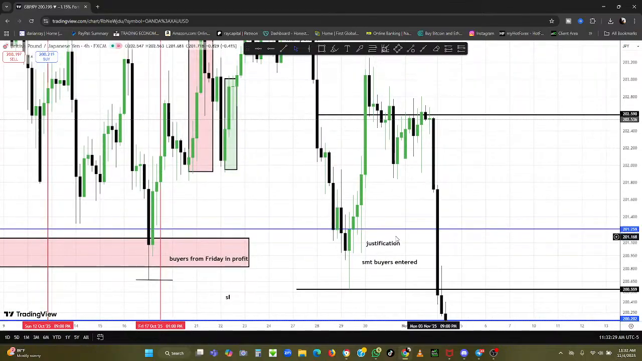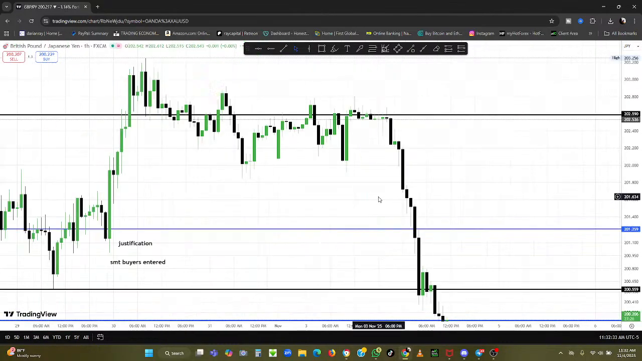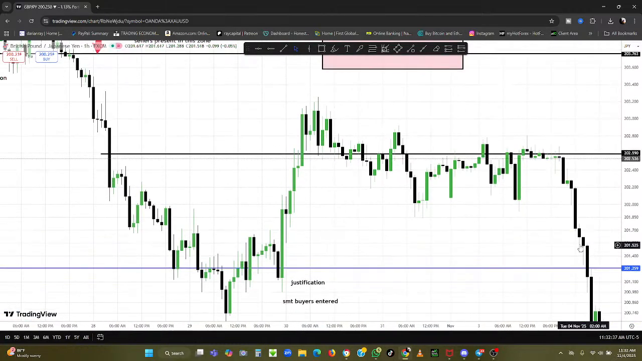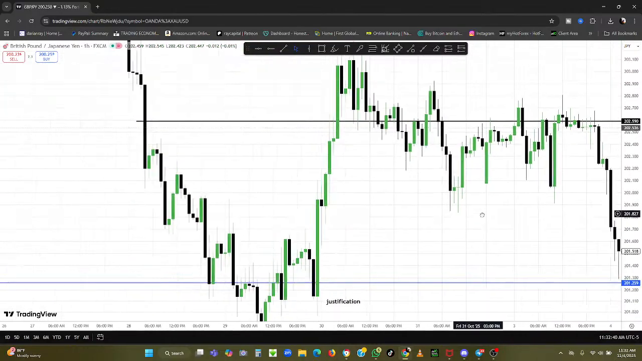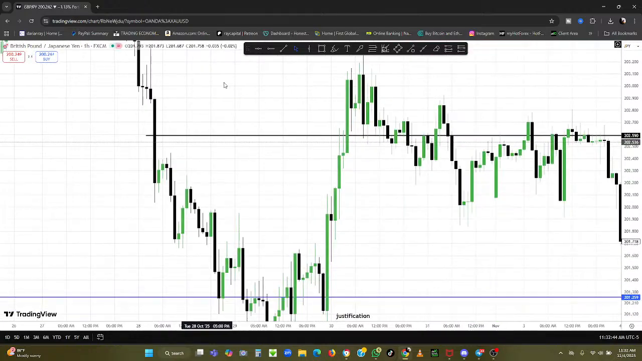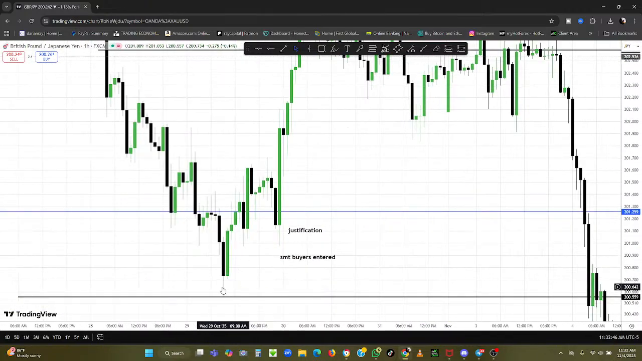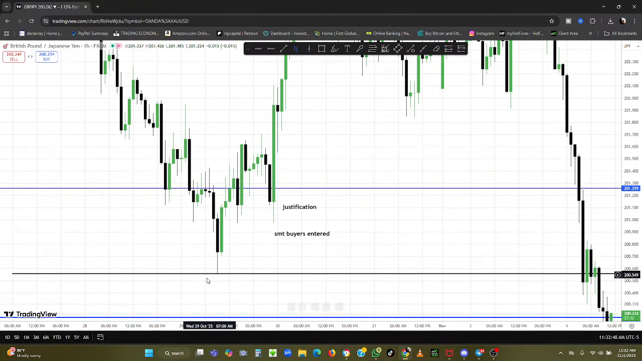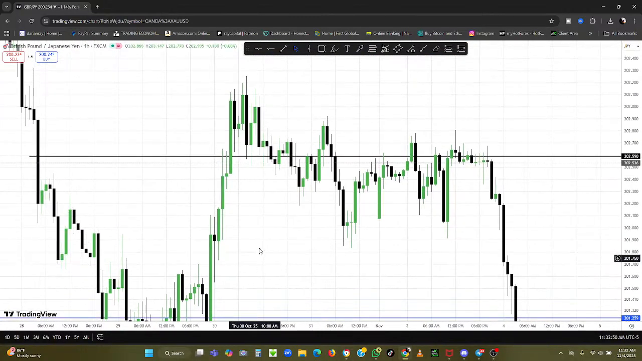All right. So H1 chart, 1 hour. Let us begin. Now, step by step, I might label this a bit more. So seller still present in this zone. Market price made a massive drop. Smart money buyers entered. Yeah, price came back up.